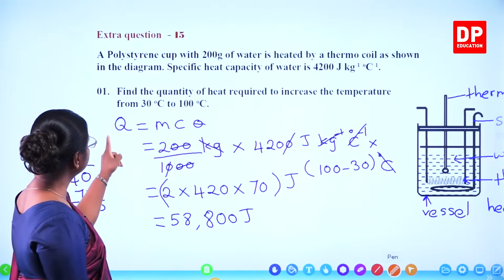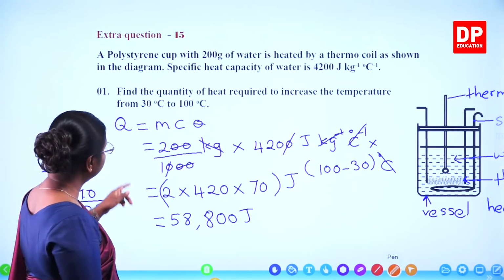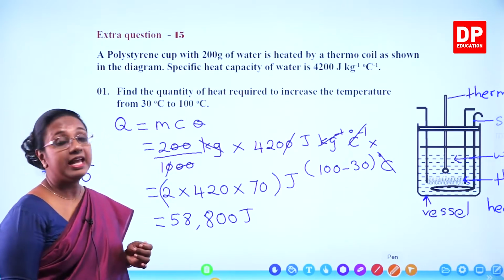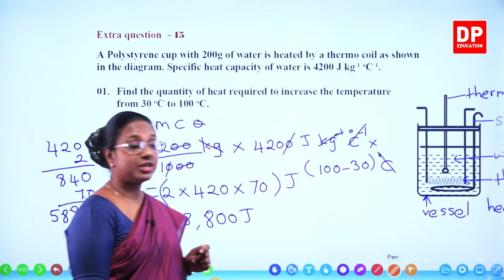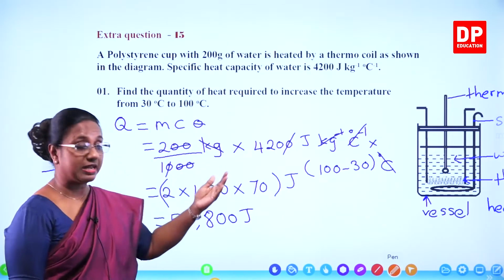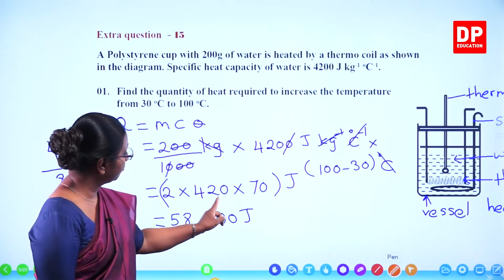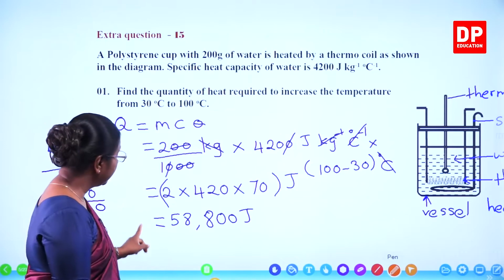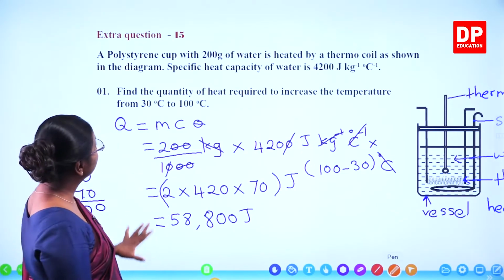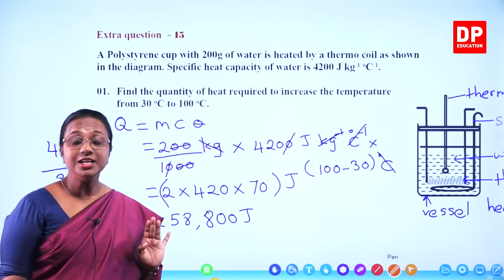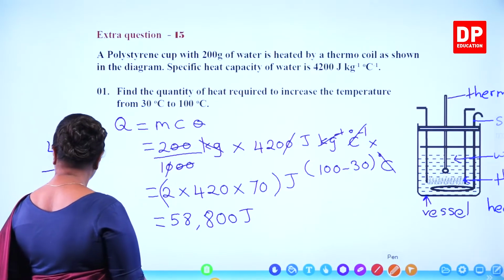So the same equation, Q equals mc theta. Mass is in grams, so you convert it to kilograms by dividing by 1000, and then specific heat capacity 4200, change in temperature 100 minus 30, final minus initial. When we simplify, we get the values as 2 into 420 into 70. The answer is 58,800 joules. So I am sure, students, you would have got this calculation correctly. With that, I will move on to the next part of the question.